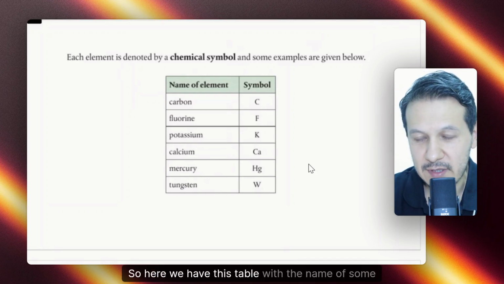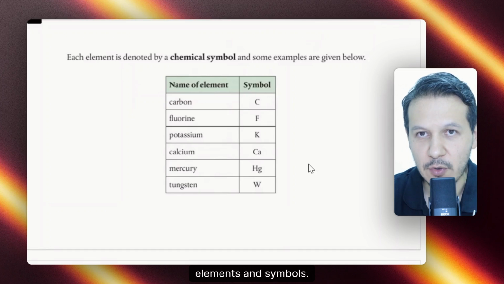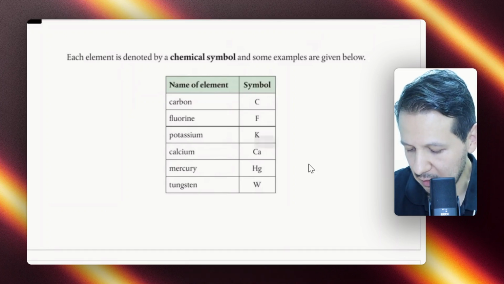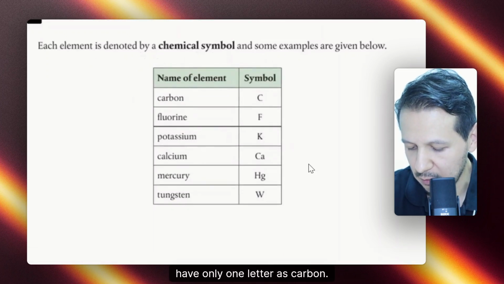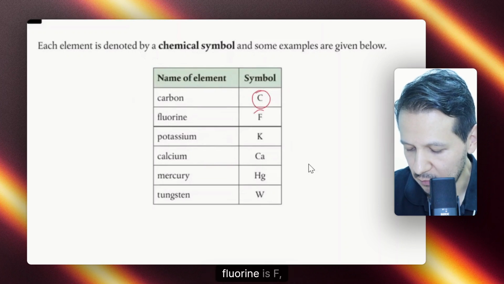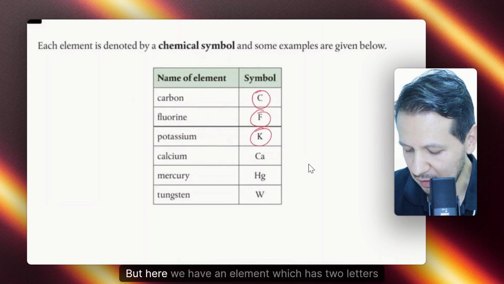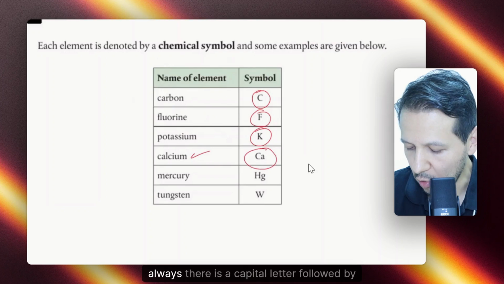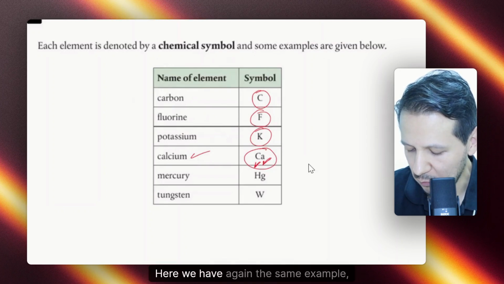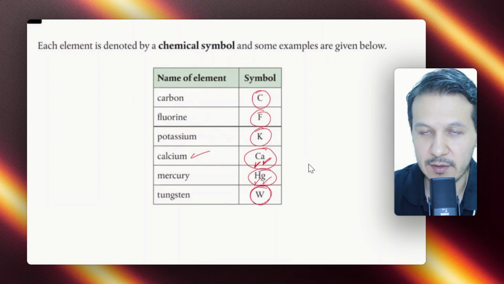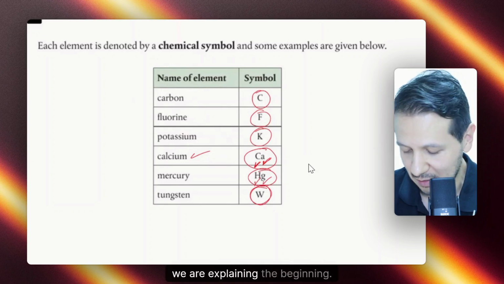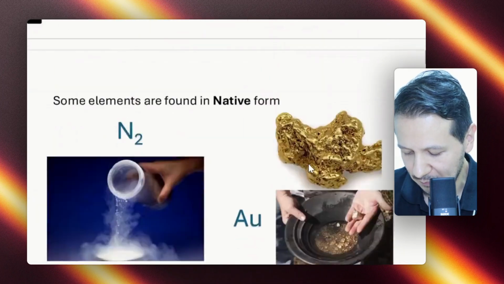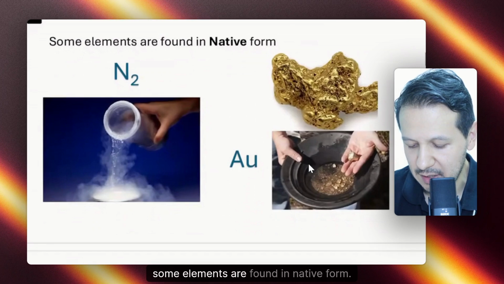So here we have this table with the names of some elements and symbols. Some have only one letter, as carbon here. Carbon is C, fluorine is F, potassium is K, but here we have an element with two letters. Always there is a capital letter followed by a lowercase letter over here. Here we have again the same example, but the first one is always capital, and then we have the lowercase, and here we have only one letter. As I mentioned, we are explaining at the beginning, okay? This is very easy.